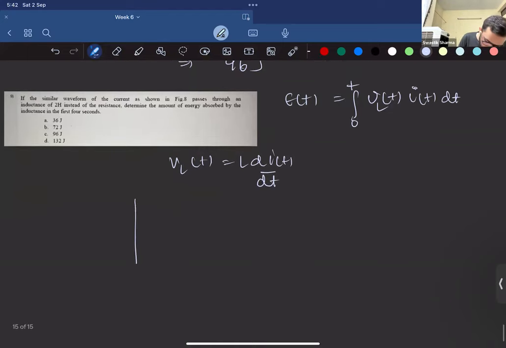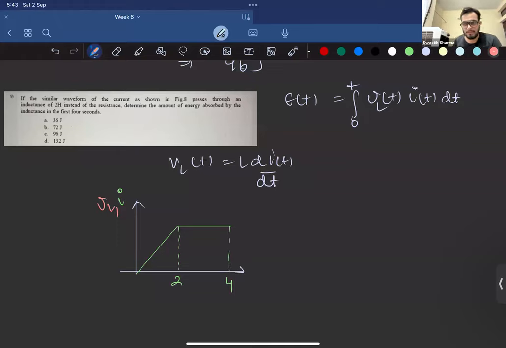Now, can you tell me for that waveform? Let's draw it on the same graph. Let's draw current in green and voltage in red. So the current is given something like this, right? So can you tell me what will be the waveform of voltage? So what is dI by dt? It's just the slope of that waveform, right? So V_L would be, let's say this is 6.